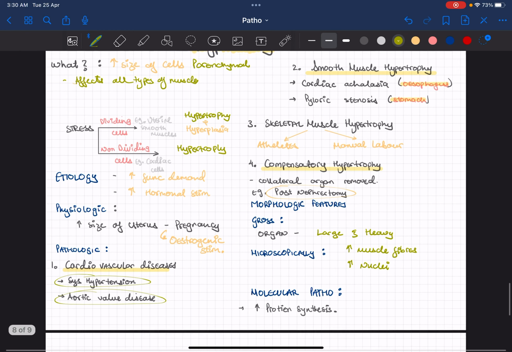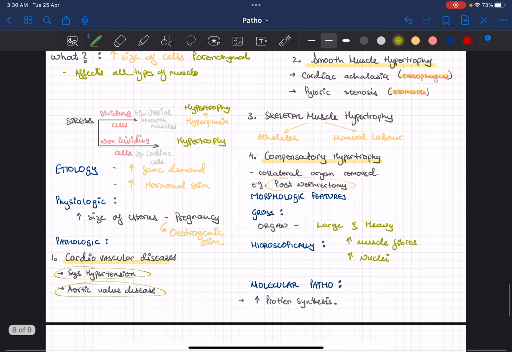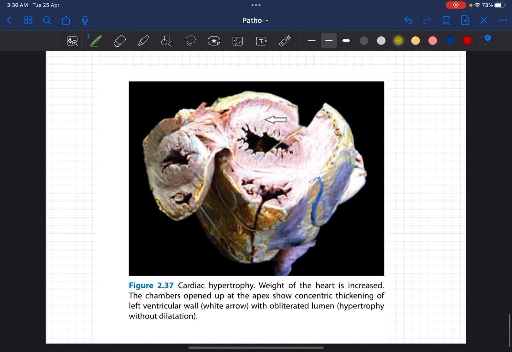Let me show you a photo of a hypertrophied heart and how it looks. So, basically, this is the photo of a hypertrophied heart. Let me give you some context. A normal average human heart weighs around 300 to 350 grams, whereas a hypertrophied heart weighs around 700 to 800 grams. Yeah, I know it's a huge difference, right? So, this is a hypertrophied heart.